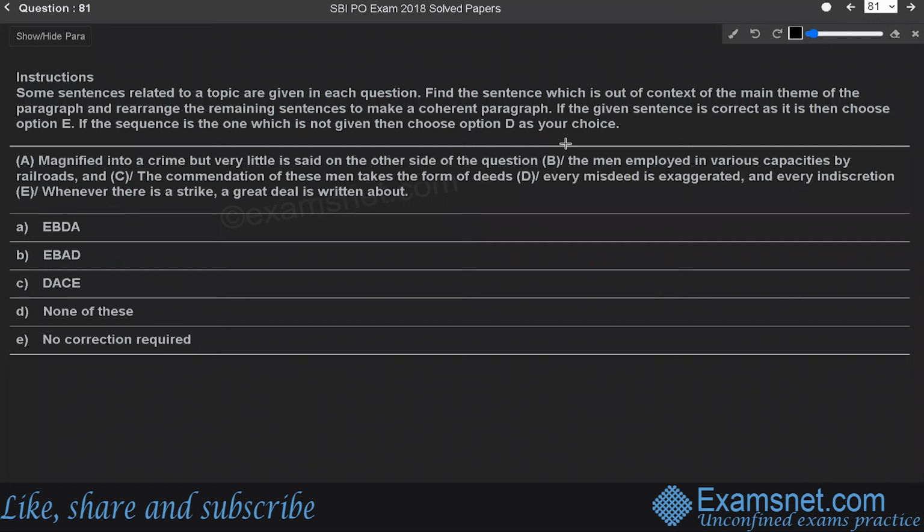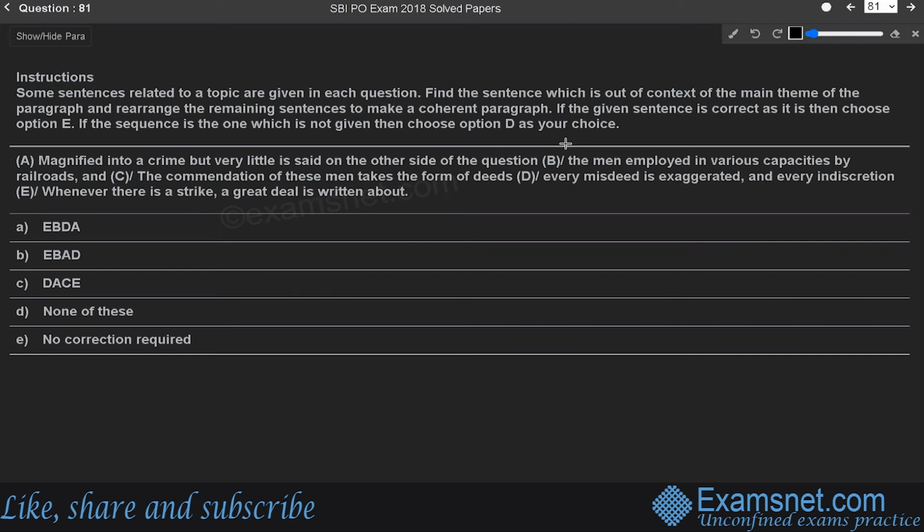Next question also has the same directions. Magnified into a crime, but very little is said on the other side of the question. The man employed in various capacities by railroads, and the commendation of this man takes the form of deeds. Every misdeed is exaggerated, and every indiscretion, whenever there is a strike, a great deal is written about.